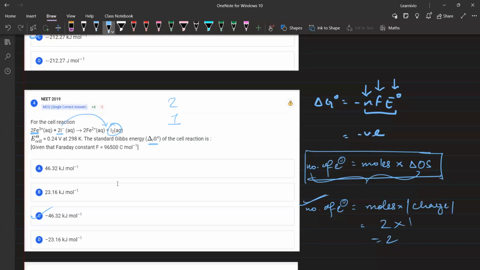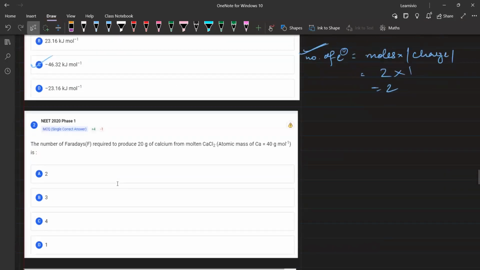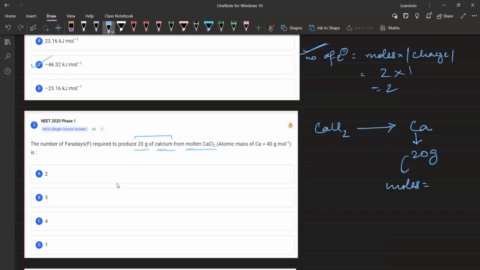Moving on. Try this. Number of Faraday required to produce 20 grams of calcium from molten CaCl2. Now this is also quite easy. You have to go from CaCl2 to calcium. And how many grams of calcium do you need? You need 20 grams. 20 grams का मतलब how many moles? Moles will be equal to, what is the atomic mass? 40 grams per mole. एक mole में 40 ग्राम. That means 20 grams will be 0.5 moles.